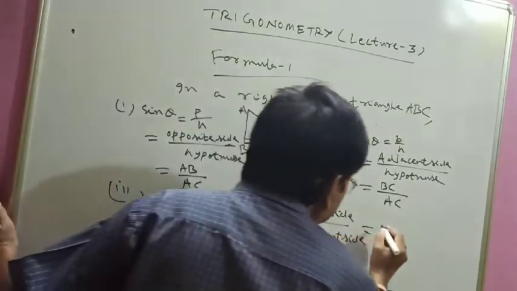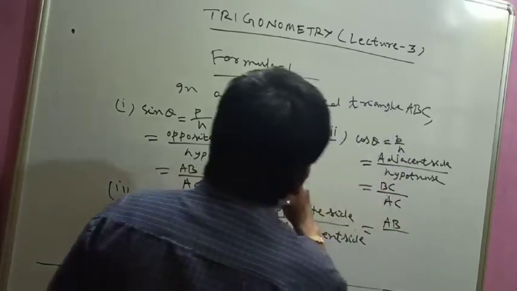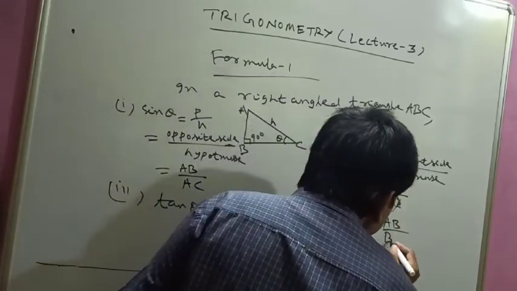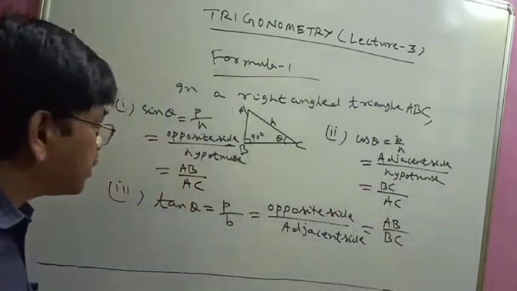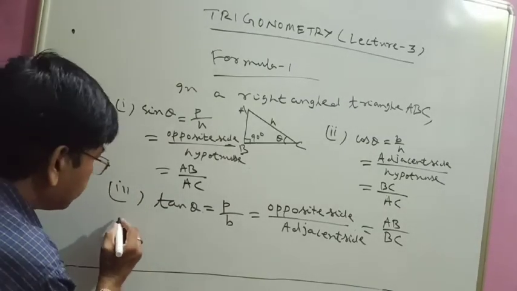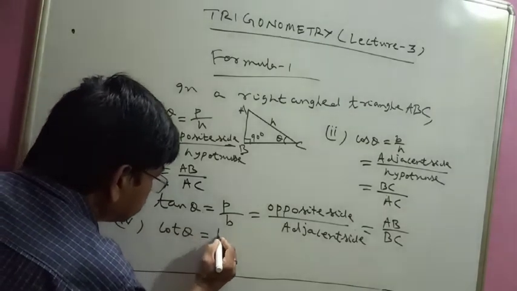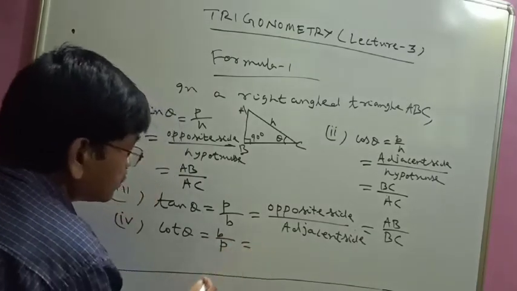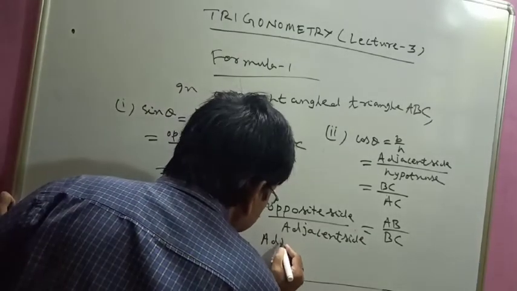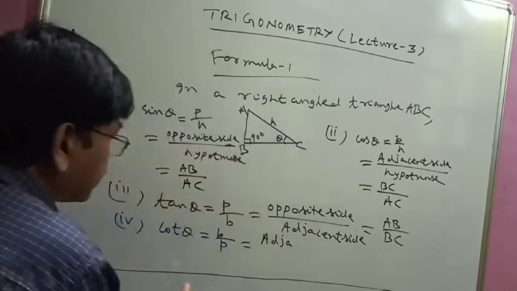Opposite side is AB. And what is the adjacent side? That is BC. So it is AB by BC. So tan theta is equal to P by B. That is cot theta. Cot theta is equal to B by P. That is adjacent side. Here cot is the reciprocal of tan.